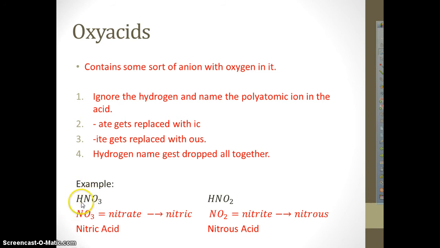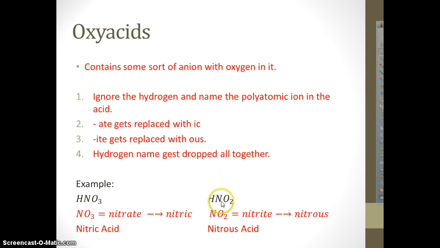If I look at this example, this is HNO3. So since there's an oxygen, I know that it's an oxyacid. And then I ignore the hydrogen, so I'm really worried about naming just this part. So this is the nitrate ion. So I look at my rules. Ate will get replaced with ic. So we stick that on the end instead. So nitrate becomes nitric, and then I have nitric acid. Also not such good stuff, pretty bad.